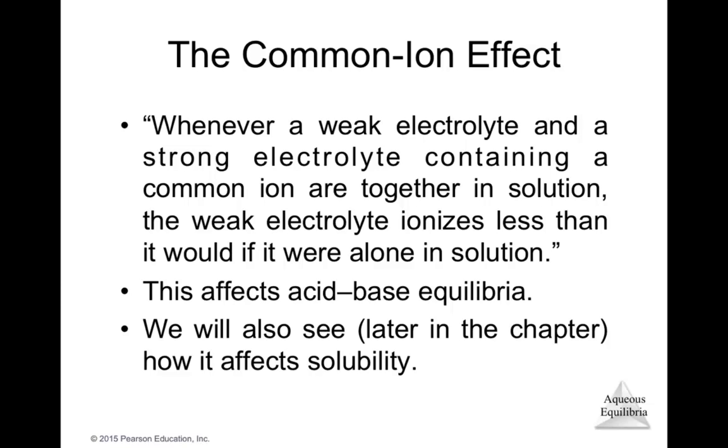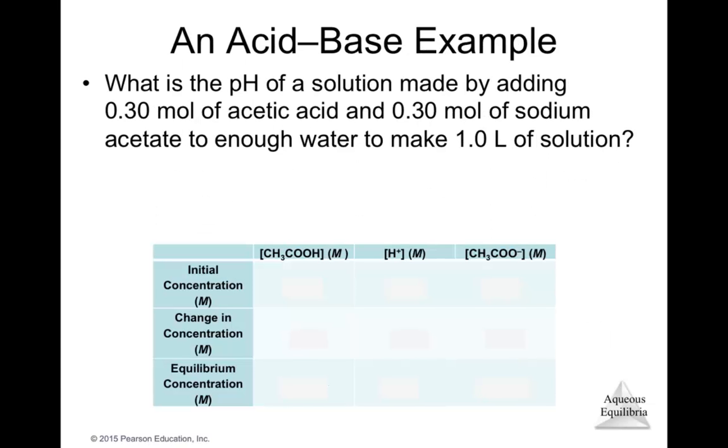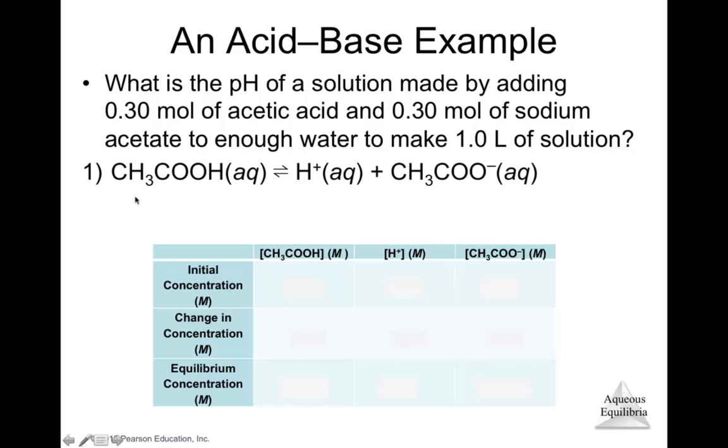So let's see an example of an acid base and the common ion effect. What is the pH of a solution made by adding 0.3 moles of acetic acid and 0.3 mole of sodium acetate to enough water to make 1 liter of solution? Number one, we have our equilibrium of acetic acid. Now, before we saw an example like this, but the initial concentration of the products were 0. In this case, because we're adding acetic acid, that is this one, and we're adding also sodium acetate, that is this one, our initial concentration of acetate is not going to be 0. Okay, it's going to be 0.3.